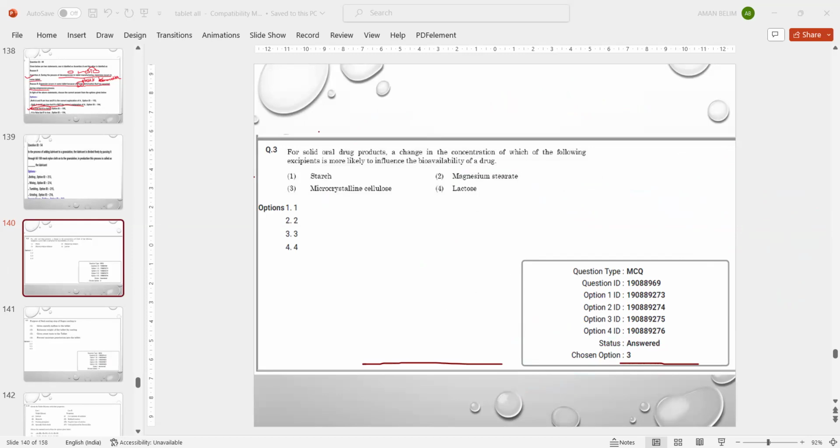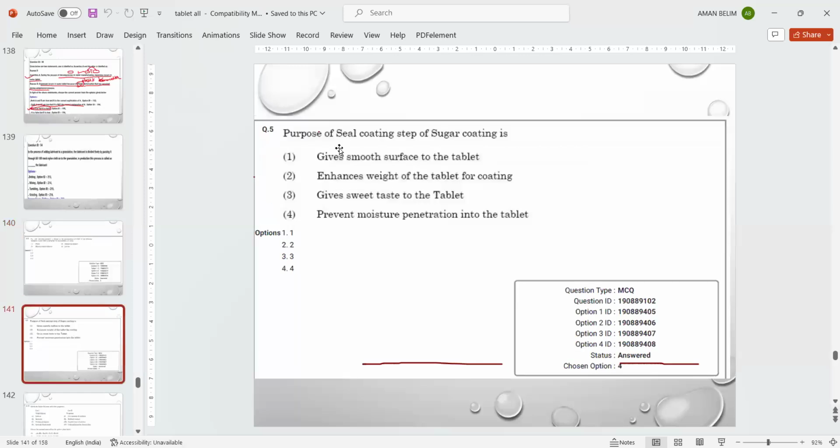Anyone? Okay, so we will move towards the next MCQ. Now, purpose of seal coating in this step of sugar coating is... Tell me first, what are the three different types of coating? Yes, Vivek, you are right. It is moisture penetration to prevent moisture, sugar coating, film coating, and one more. Which one is one more? Entry coating. Yes.